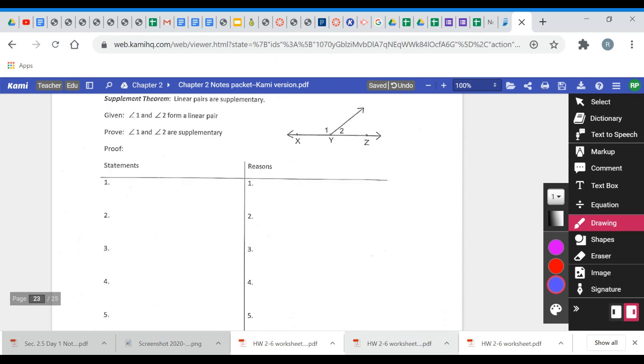So this one says that linear pairs are supplementary. And again, we're just proving that's a true statement. It's called the supplement theorem. What's given is that angle 1 and angle 2 form a linear pair, and therefore we're trying to prove that angle 1 and angle 2 must be supplementary. So go ahead and get your given stuff in there.